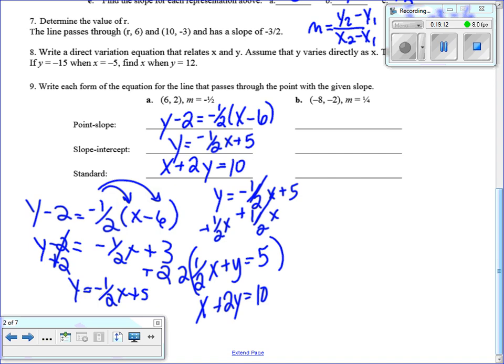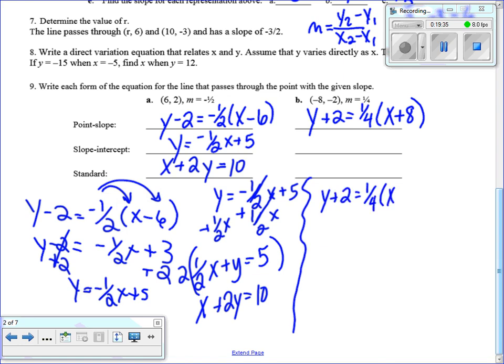Let's do the same thing on part B. So we have y plus 2 is equal to 1/4 (x plus 8). Remember, the negatives are going to change the minuses into adding. Now we want to change this into slope-intercept form. So to do that, we have 2 steps. We want to distribute the slope, and then we want to add that constant to the other side. So when we distribute the slope, we're going to have 1/4 x plus 2, minus 2 from both sides, and we just see that y is equal to 1/4 x.